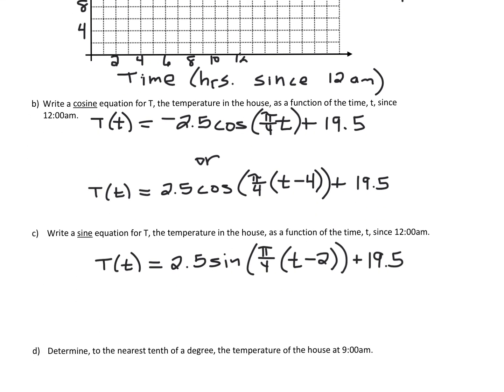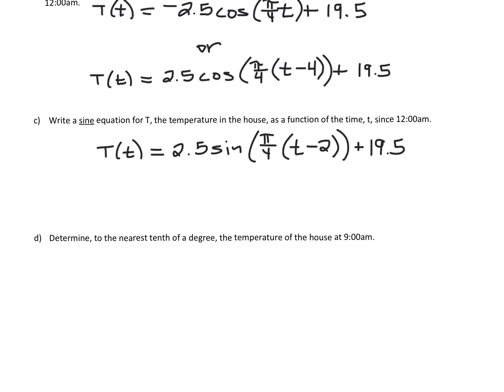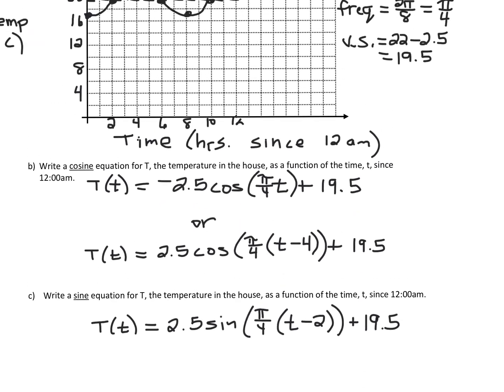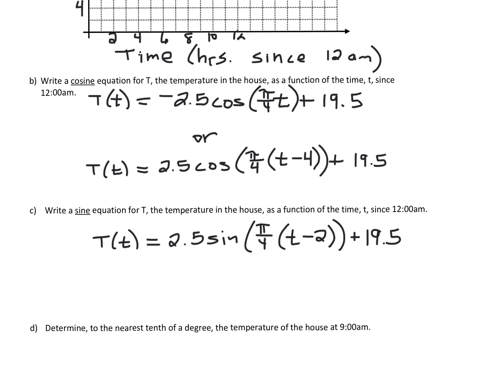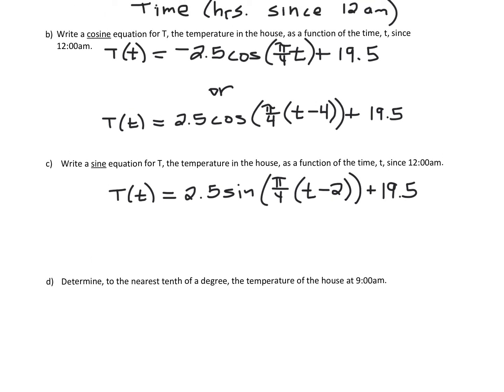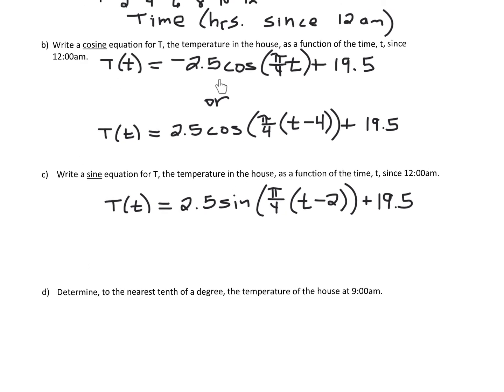Now, part D says, determine to the nearest tenth of a degree the temperature of the house at 9 a.m. If you were to look at your graph, at 9 a.m., which is right here, you could see the temperature looks like it's a little above, if this was 16, a little above 16 degrees Celsius. But we want to find what it is to the nearest tenth. We don't just want to estimate. We want to be sure about our answer. So you could really use any one of these equations. It does not matter at all. I'm just going to use the first one we used. And we're looking for the temperature at 9 a.m. So we're looking for T of 9.